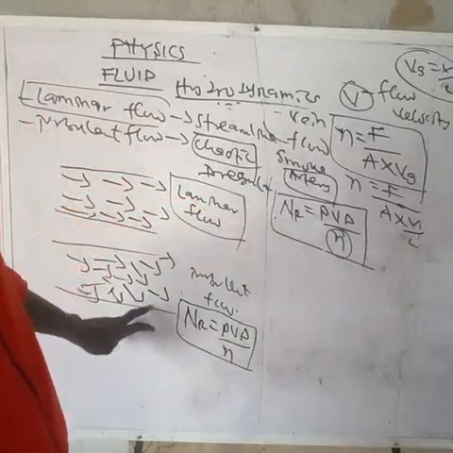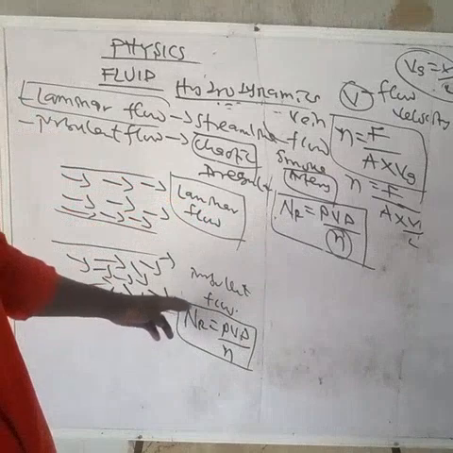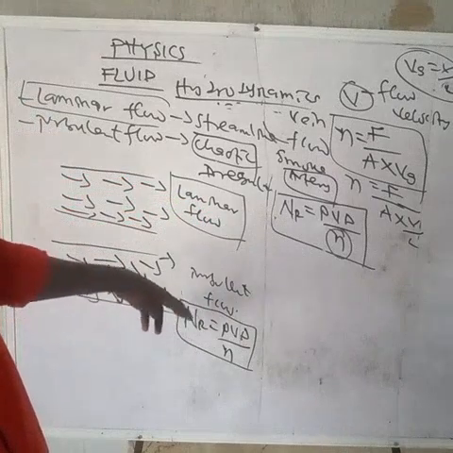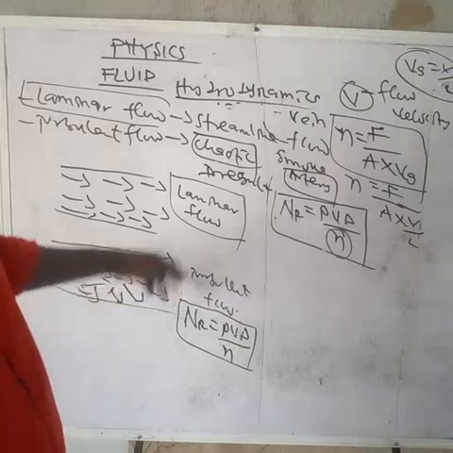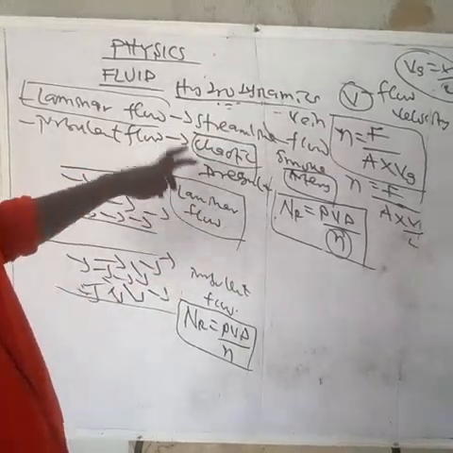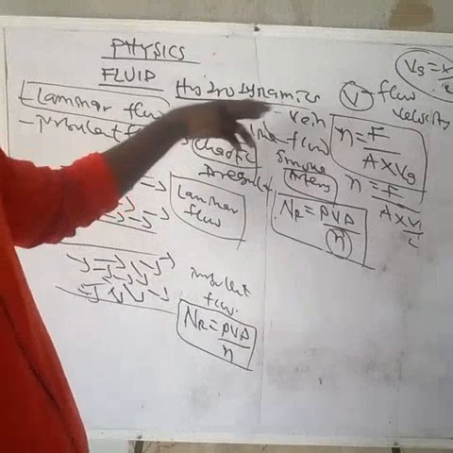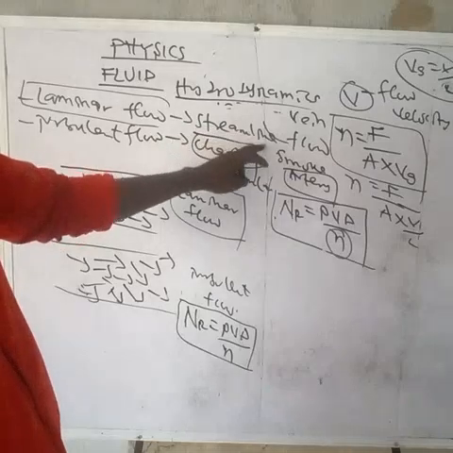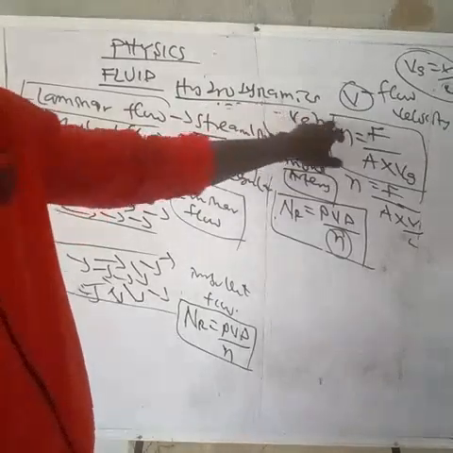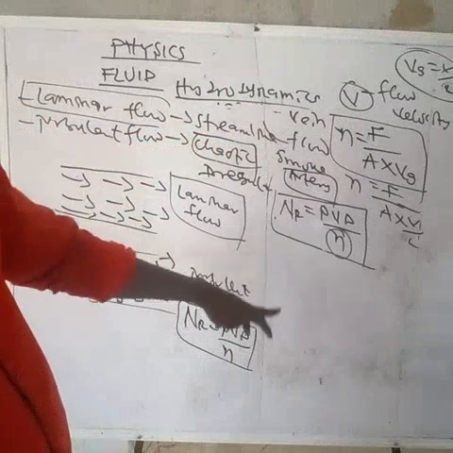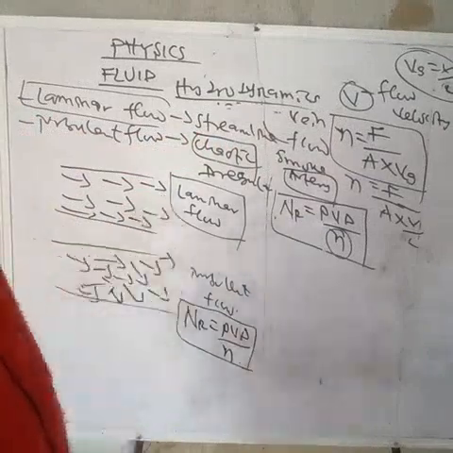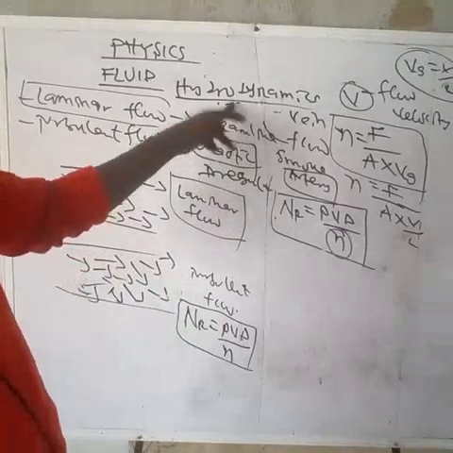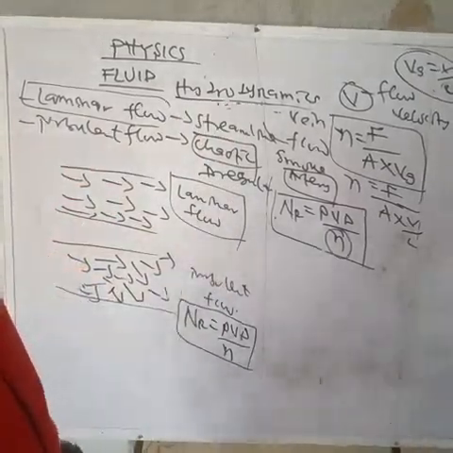And I said turbulent flow, the examples are smoke and blood flow in the artery. But for laminar or streamline flow, which is regular, we have blood flow in the vein. In laminar, regular or streamline flow, examples are blood flow in the vein and tap water. While in turbulent, irregular or chaotic flow, we have blood flow in the artery and smoke.